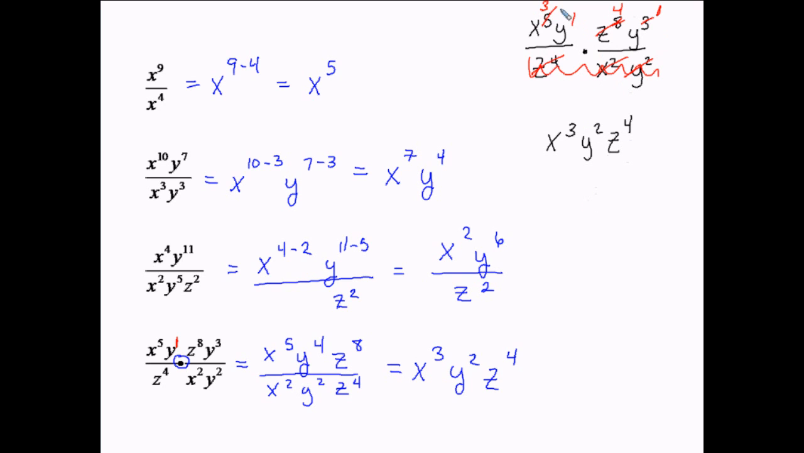So if you want to cross cancel, you can, or you can do it this way and multiply it all together and then simplify it. Either way, you're going to get the same answer. It's just a matter of which way makes the most sense and works the best for you.